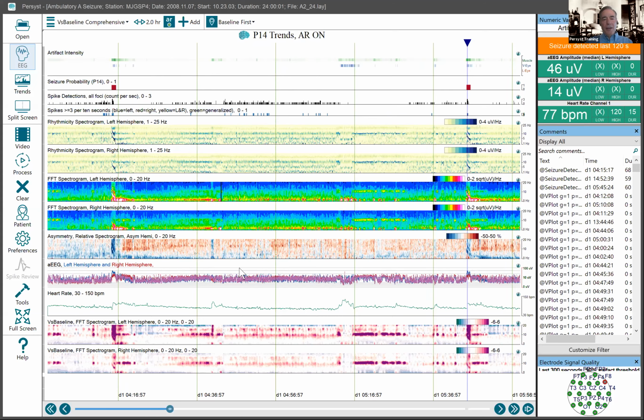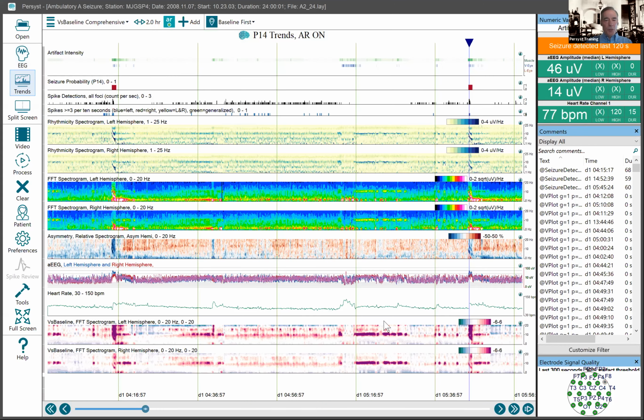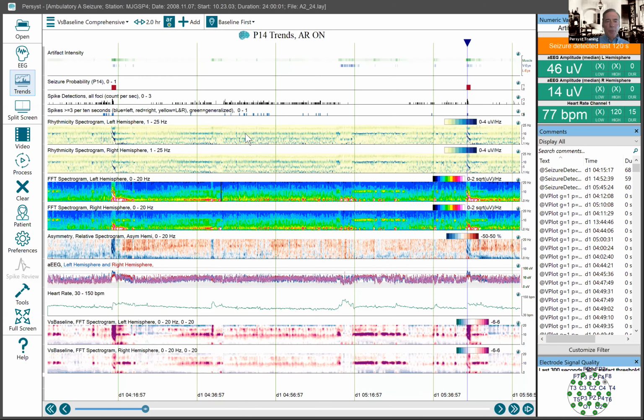By the way, we also had an electrode become dislodged. So if I go back to the trends and turn off the artifact reduction, we can see that bad electrodes will overwhelm the trends. Being able to automatically identify and remove those bad electrodes is really helpful. So kick on the artifact reduction. It dynamically pulls that out.